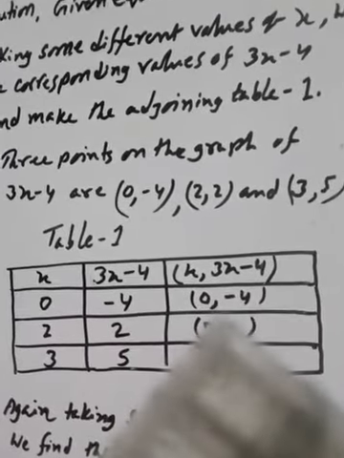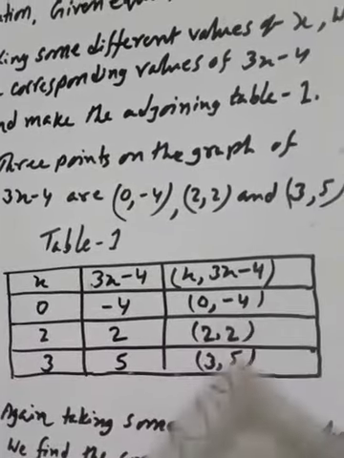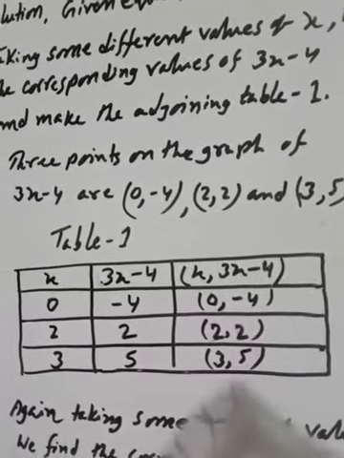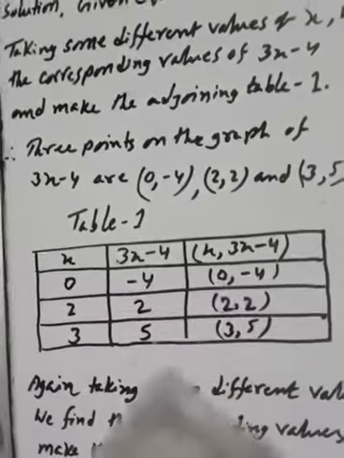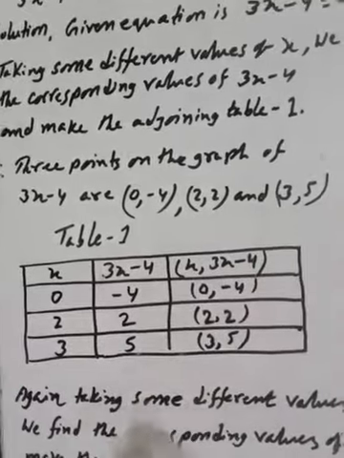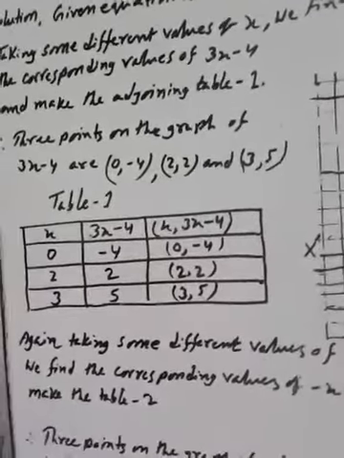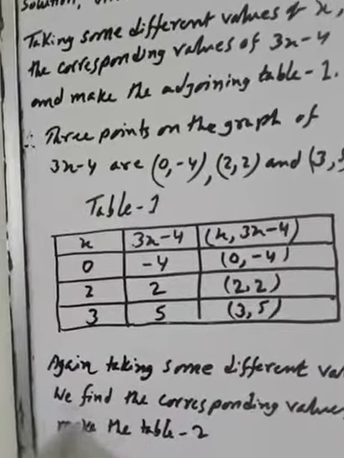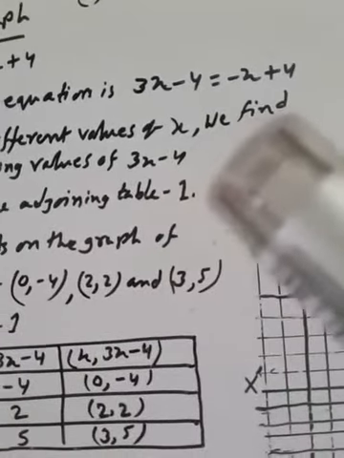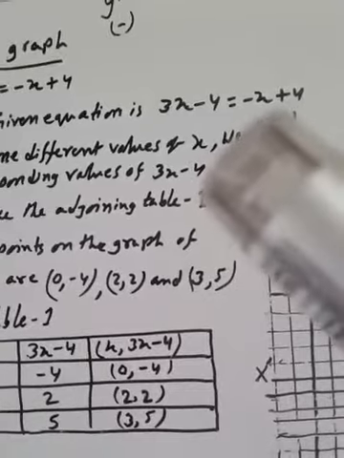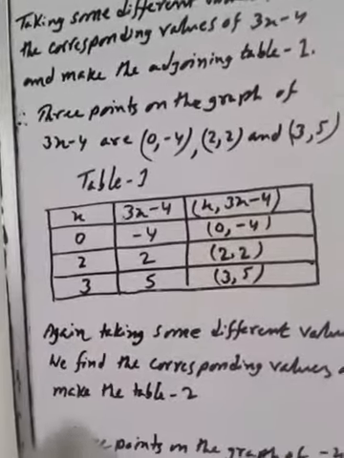So the points are (0, -4), (2, 2), (3, 5). We got 3 points. Now we have to plot the points on the graph paper. Another equation there is -x + 4. This is another equation.